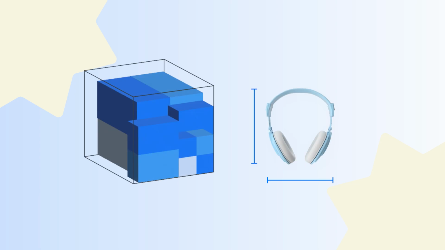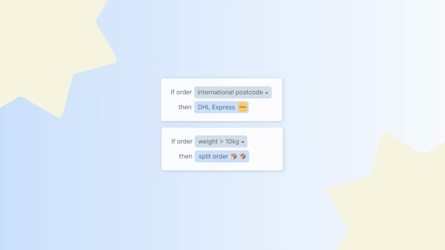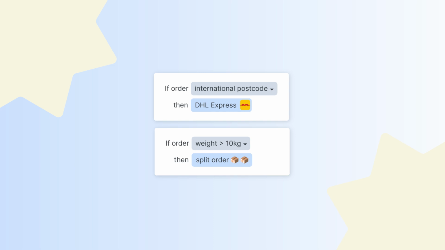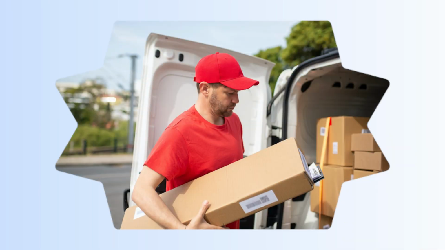By default, rates at checkout will be based on the weight, dimensions, and destination of the cart. You can use our checkout rules engine to further configure your checkout rate settings. For example, you could set up rules to automatically cover your shipping surcharges, apply free shipping, or assign specific carriers to orders that contain dangerous goods. We'll get into this later in the video.